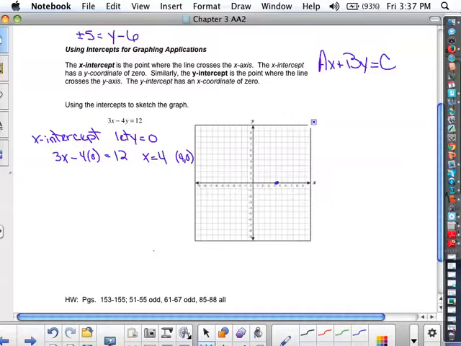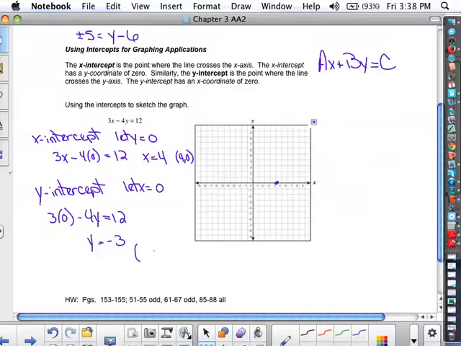Remember, the value of x when it crosses the y-axis, or the y-intercept, x will be 0, so we're going to say let x equal 0. When we substitute that in, 3 times 0 minus 4y is equal to 12. So y is equal to negative 3. I have the ordered pair (0, -3). I can plot that point, and then I can graph the equation of that line.